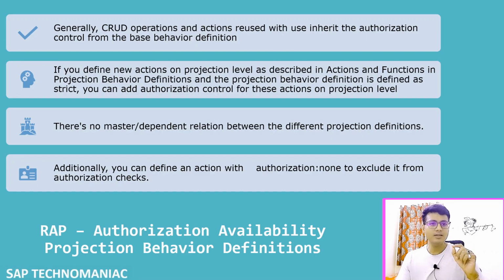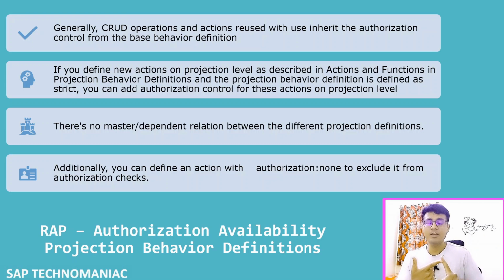The last thing, when you are defining the authorization in the projection behavior, the first thing, whatever you define in the base BO, whatever the things where it is deriving those authorizations, in the same way it will derive in the projection BO. For example, you have used create in the base BO, where it is deriving from global and instance. In the same way, in the projection it will happen.